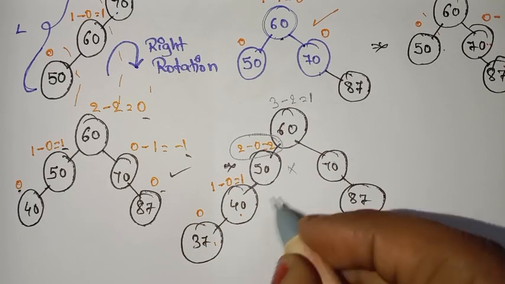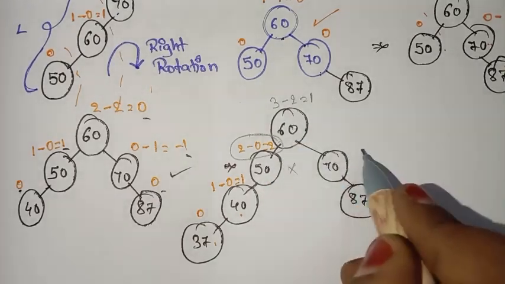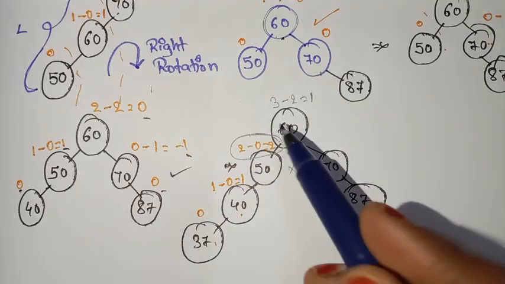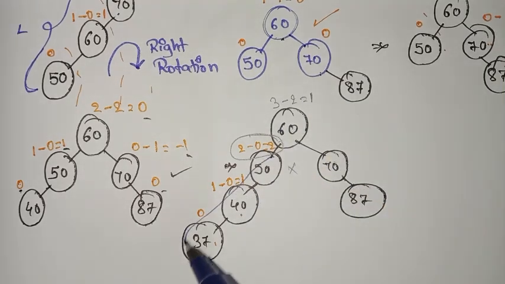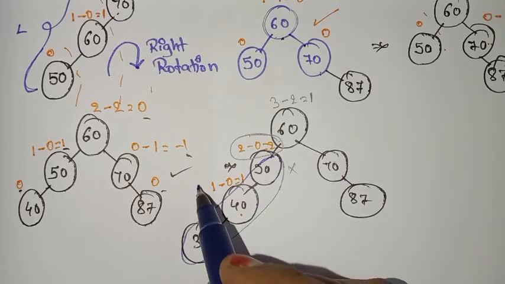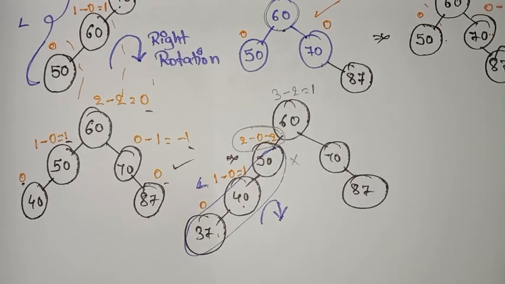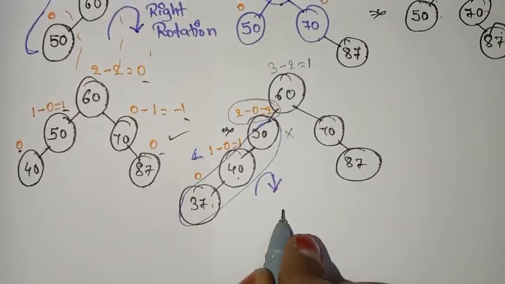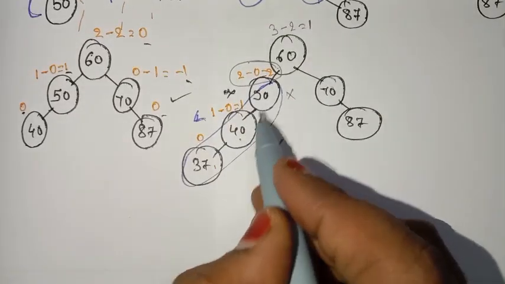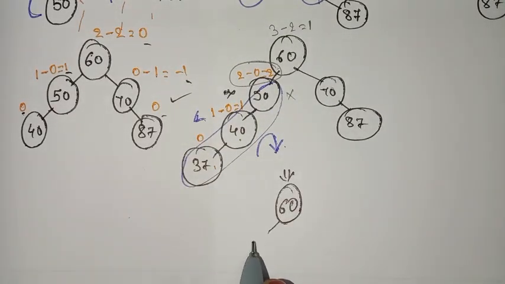What will I do here? As I have told, only for 3 elements we can do the rotation. So I am going to perform the rotation for these 50, 40 and 37. These all are on the left side, so simply you can perform the right rotation. If I perform the right rotation, what will happen? 60, only 40 will move here and 50 will come down, and 37 will be on the left side only.